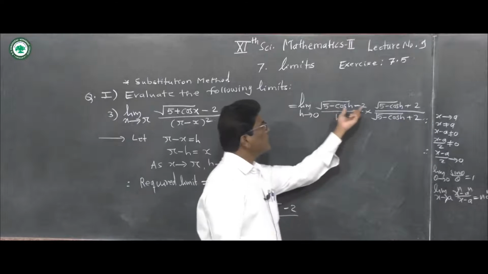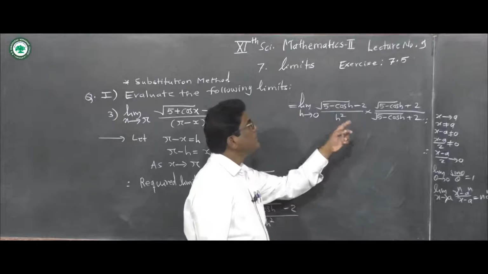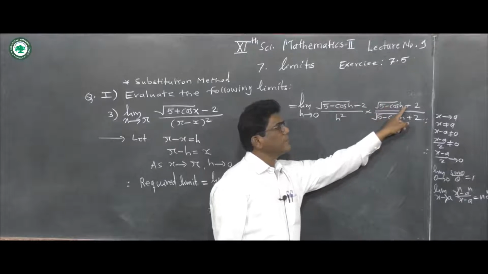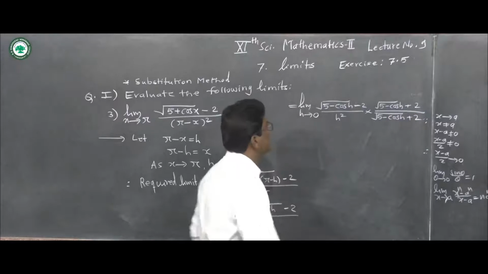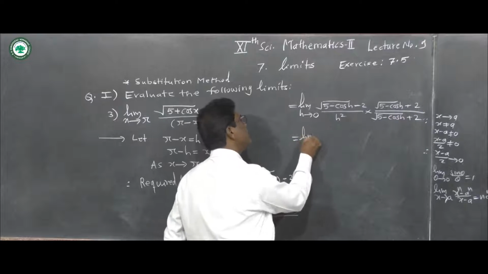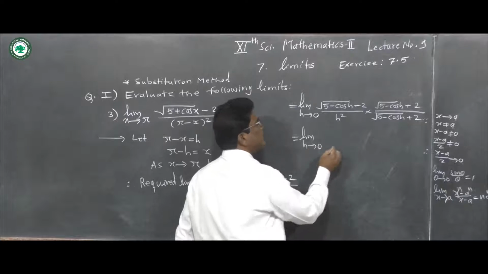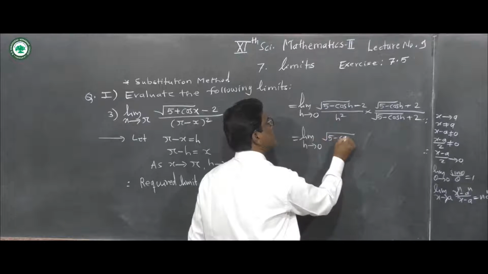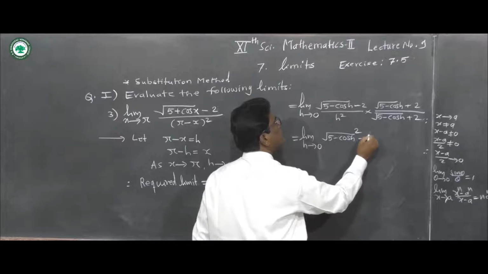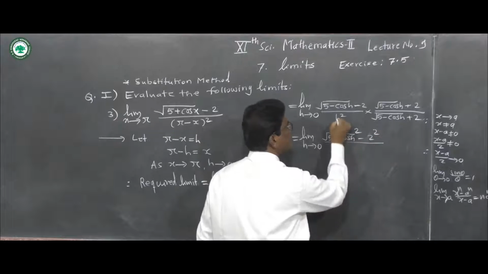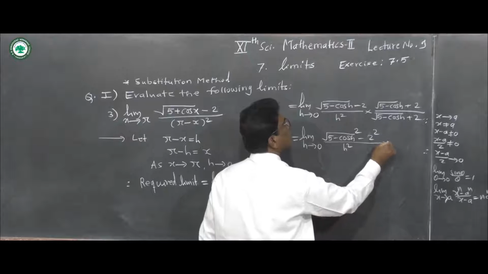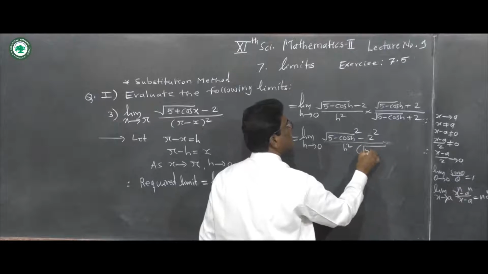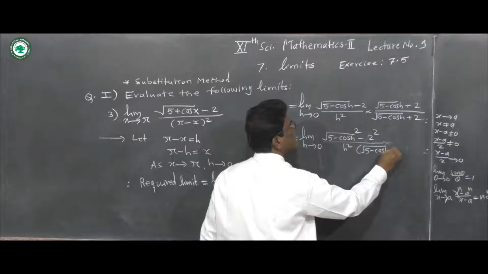Now we take the product of the numerator. Here we use the formula a minus b, a plus b, that is a square minus b square. So it is equal to limit h tends to 0 of a square, means root of 5 minus cos h squared, minus 2 square, divided by this h square into, we may write here in the bracket, root of 5 minus cos h plus 2.